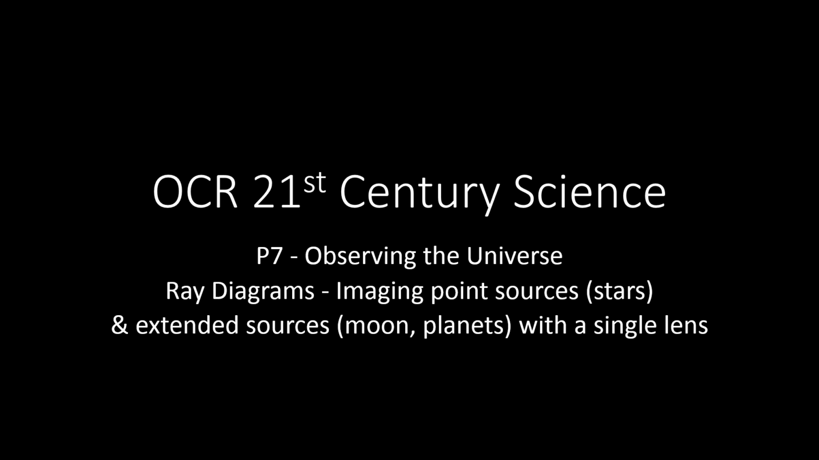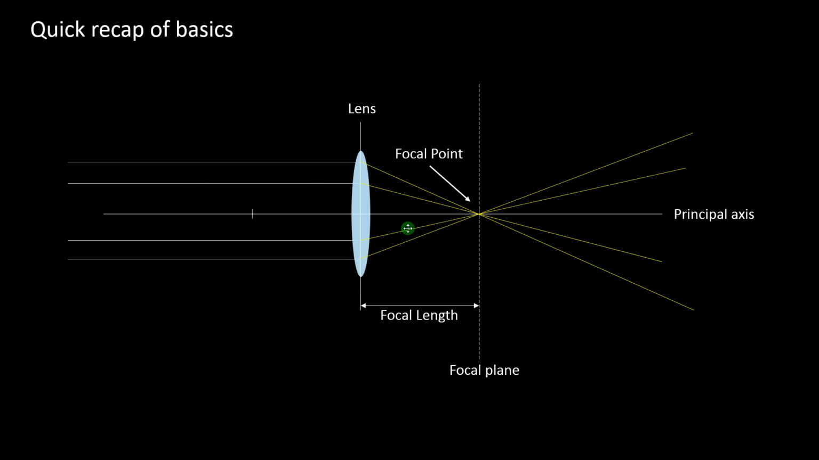Okay, so this video is for drawing ray diagrams, in particular for imaging point sources like stars and extended sources like moons and planets with a single lens. So just to remind us of some of the stuff that's in a previous video, you need to make sure you're familiar with all the labels for this lens system.